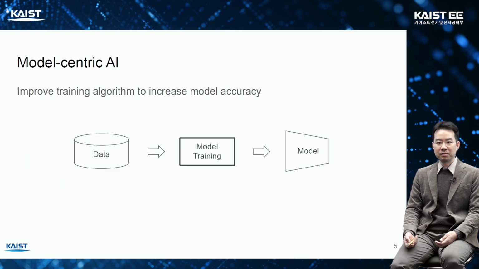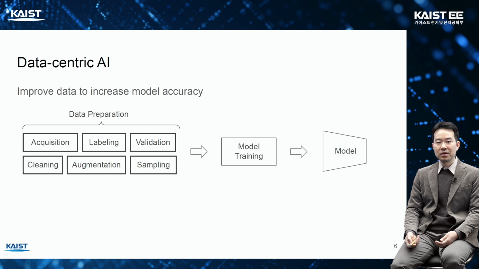So now I'd like to explain data-centric AI and first make a contrast with model-centric AI. Model-centric AI is the traditional notion of AI where the goal is to improve the training algorithm to increase model performance. In comparison, data-centric AI aims to improve the data to increase model accuracy.